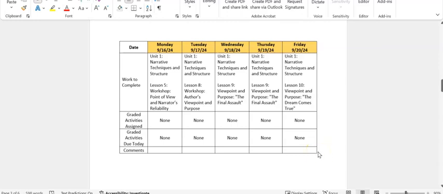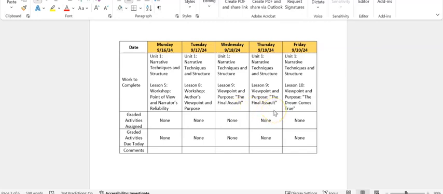So then, the week after that, we will work on Unit 1, Lesson 5 on Monday the 16th, Workshop, Point of View and Narrator's Reliability. Tuesday the 17th, we'll complete Unit 1, Lesson 8, Workshop, Author's Viewpoint and Purpose. Wednesday the 18th, we'll start Unit 1, Lesson 9, Viewpoint and Purpose, the Final Assault.